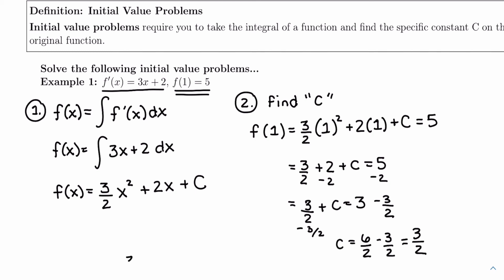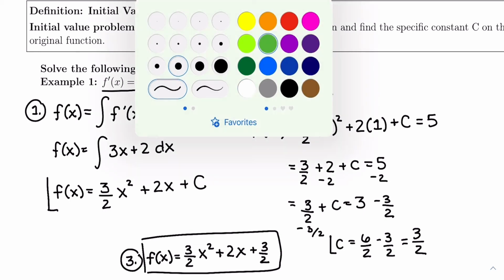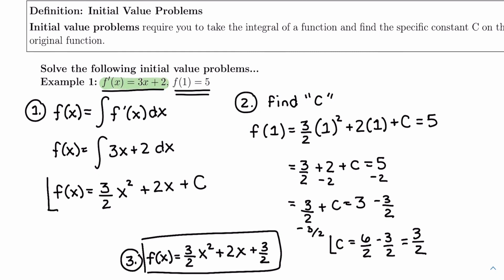Then my third and final step is to write the overall function. I'm combining what we found in those first 2 steps. So we know the original function must have been f of x equals 3/2 x squared plus 2x plus what we just found for c, which was 3/2. So there's the function that has the derivative f prime equals 3x plus 2 and has the point (1, 5) on it.